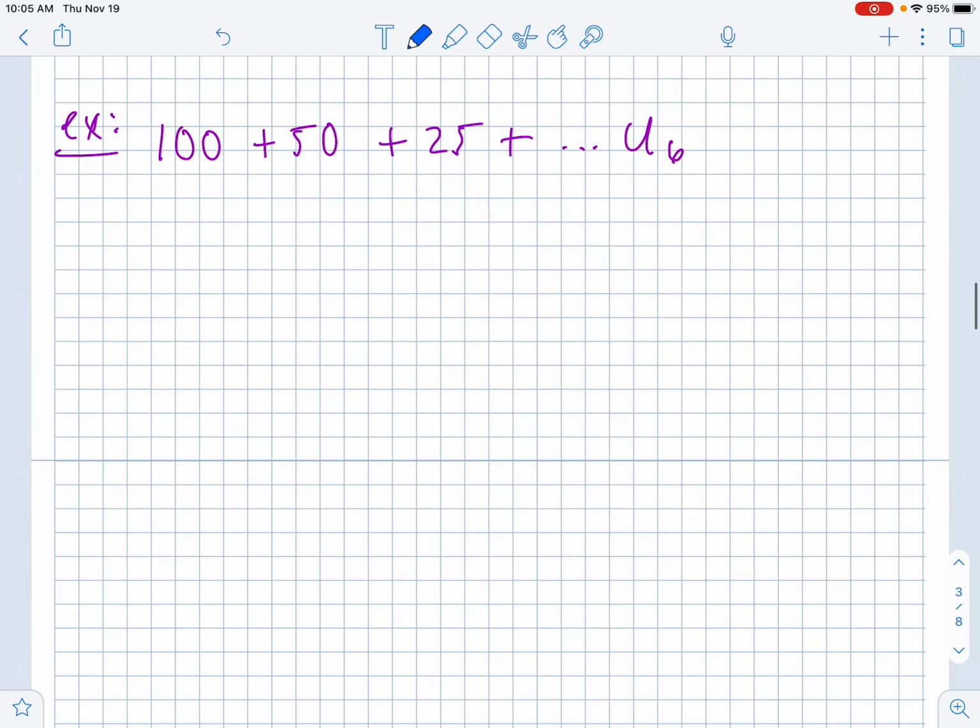Next up, 100 plus 50 plus 25 plus so on, up to the 6th term. Once again, how is it changing? Well, it's getting multiplied by a half. Hopefully you guys can see that it's getting halved each time. So the multiplier is a half. Don't say divide by 2, say multiplied by a half.